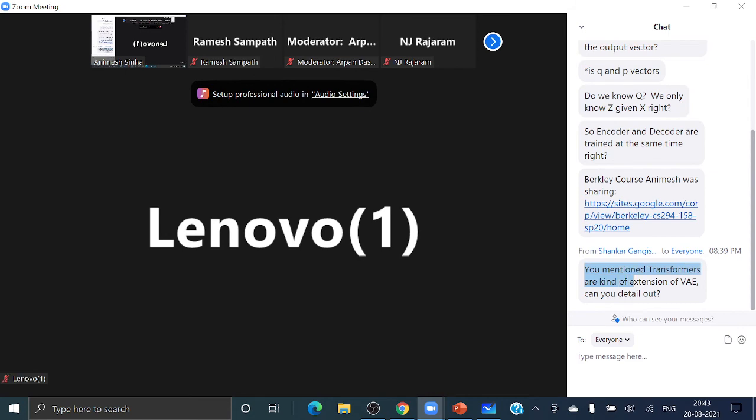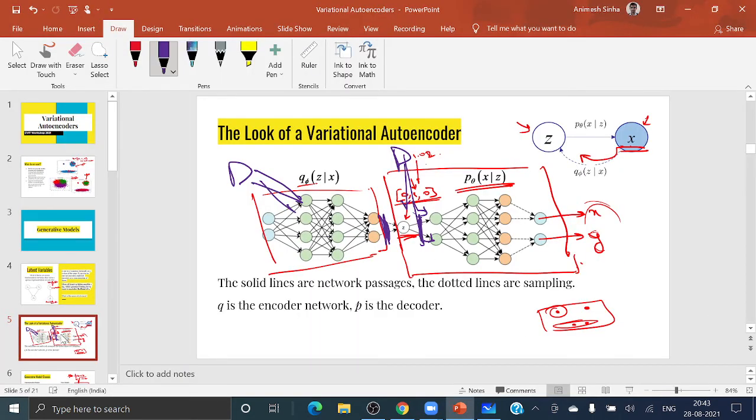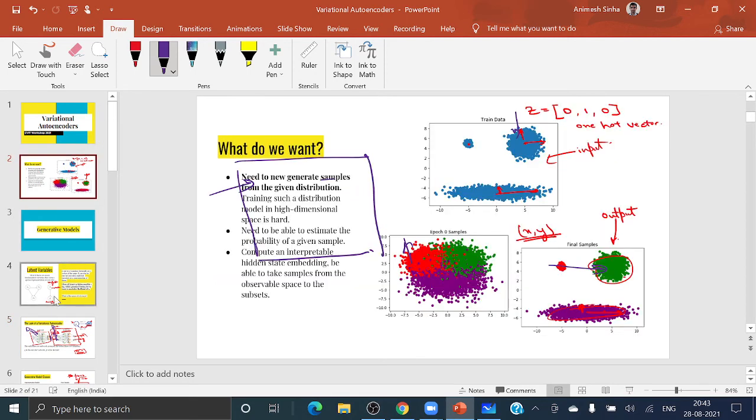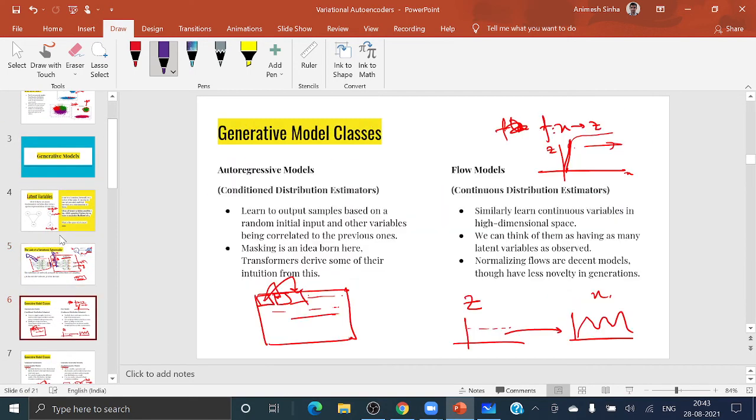So you mentioned transformers, extension of VAE. No, I am not saying extension of VAE. So I'll just try to answer that. The transformers were an extension of autoregressive models. One issue was that autoregressive models, by sampling each of the pixels one by one, were getting very hard. If you have a 1 megapixel image, you will have to sample your neural network 10 to the power 6 times.